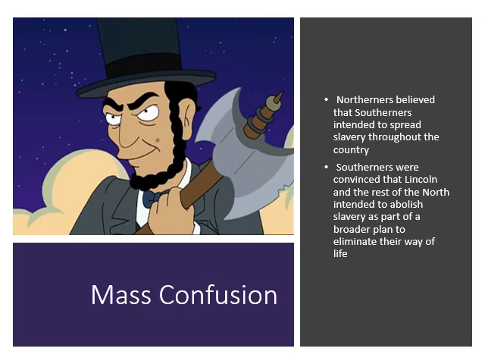And Southerners were convinced that Lincoln and the rest of the North intended to abolish slavery as part of a broad plan to eliminate their way of life. Southerners believed that Northerners were coming in to steal their way of life, to take their property, to take their values, to take the way they had built their society. So you could see this confusion between the two sides. And this would obviously reach a breaking point with the Civil War.